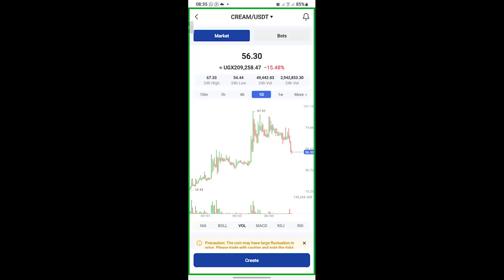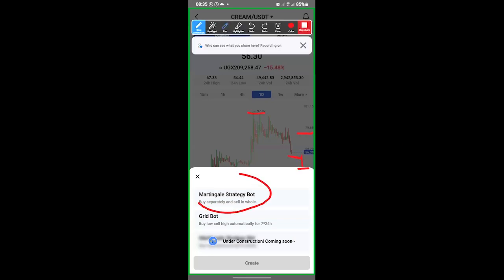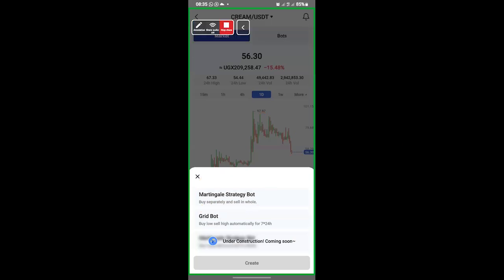So when you click next, this is the power of RoyoQ. Most robots lack this, the martingale strategy. This is magic. So we simply use the martingale strategy bot. That's what I always teach about, not the grid bot.